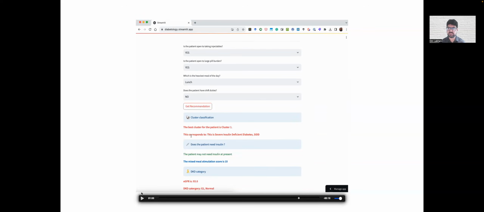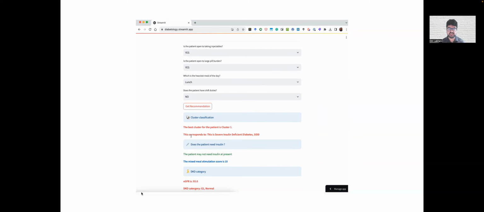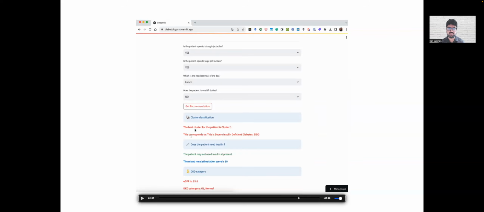And one method of subclassifying diabetes which has been suggested by Dr. V. Mohan is the Indian clusters for diabetes mellitus. And this patient falls into what is known as a severe insulin deficient diabetes cluster or cluster 1. And the output also suggests that this patient obviously needs insulin. And there is a mixed meal stimulation score which we have developed where the value is 10. So this value more than 10 is suggestive of an absolute insulin deficiency. I'll talk about all of these points in more detail as we go along.